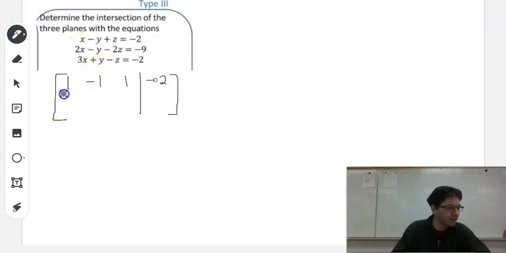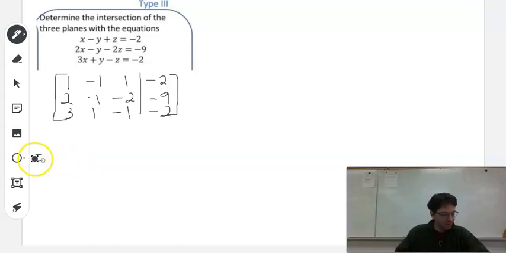And then our second one, 2, -1, and -2 equals -9. And our third one, 3, 1, -1, and -2. Alright, so my first step is to get these two to be 0. The first row is not going to change. So let me just write the first row. 1, -1, 1, and -2.